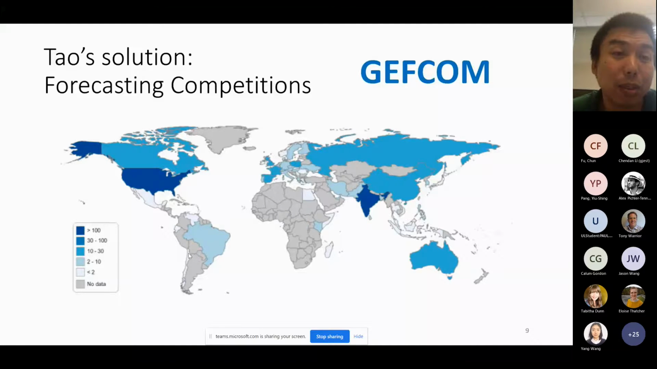But anyway, my solution is to run forecasting competitions. And there were some rationales behind it. The idea of these competitions is to post a data set that people can work on. Of course, all the contestants need to work on the same data set. And then they can use any method they want, and we'll compare and see who got the better forecast. So that's the idea.